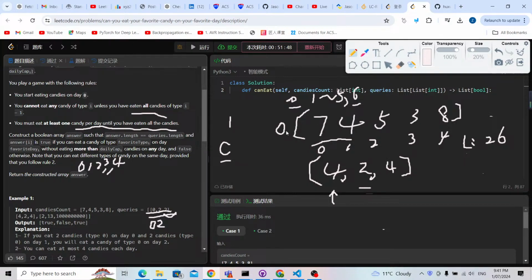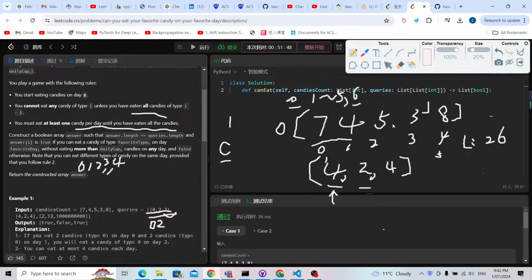While we are using the prefix sum, we're going to prepare a padding 0, so all those indices are going to be changed to 1 to 5. Now let's calculate the earliest day we can eat candy type 4. We're going to use the values before it. So this is type 4, and all those values before it. What are all those values before it? It is 3 plus 5 plus 4 plus 7.